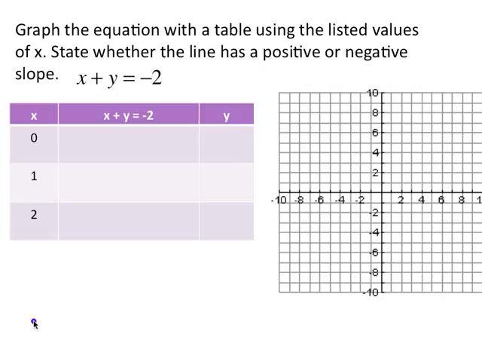So we're to graph the equation with a table using the listed values of x. State whether the line has a positive or negative slope. And our equation is x plus y equals -2.